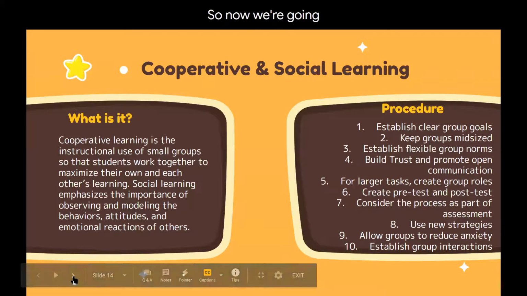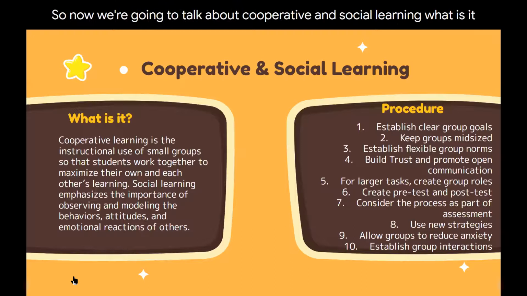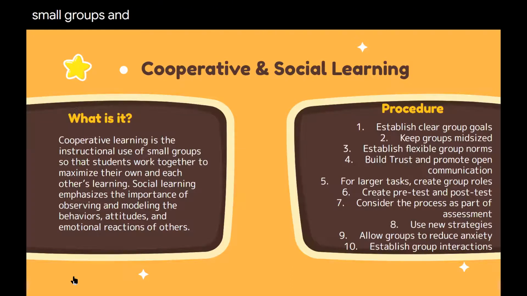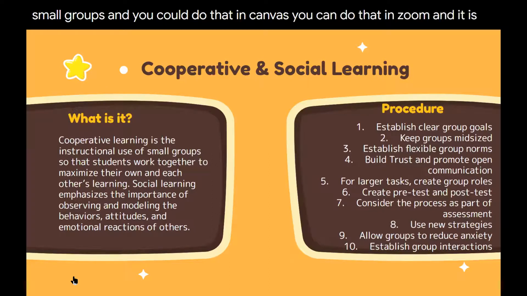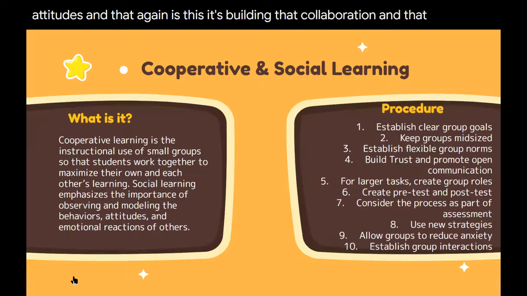So now we're going to talk about cooperative and social learning. What is it? It's small groups, and you could do that in Canvas. You could do that in Zoom, and it is social learning. So it's talking about observing and modeling behaviors and attitudes. And that, again, is building that collaboration and that community.